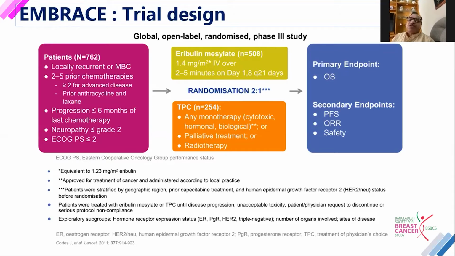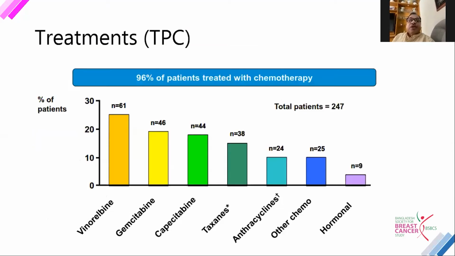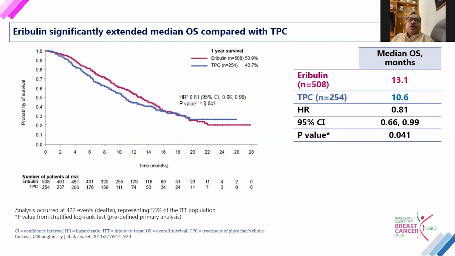So our intention was to see the primary endpoint, that is overall survival. Secondary endpoints were progression-free survival, overall response rate, and safety profile. In the treatment of patient choice, these drugs were generally used: vinorelbine, 61 patients; gemcitabine 46; capecitabine 44; taxanes 38; anthracycline 24; other chemotherapy 25; hormonal 9. Total patients were 247. These drugs were used as chemotherapy in the treatment of patient choice.